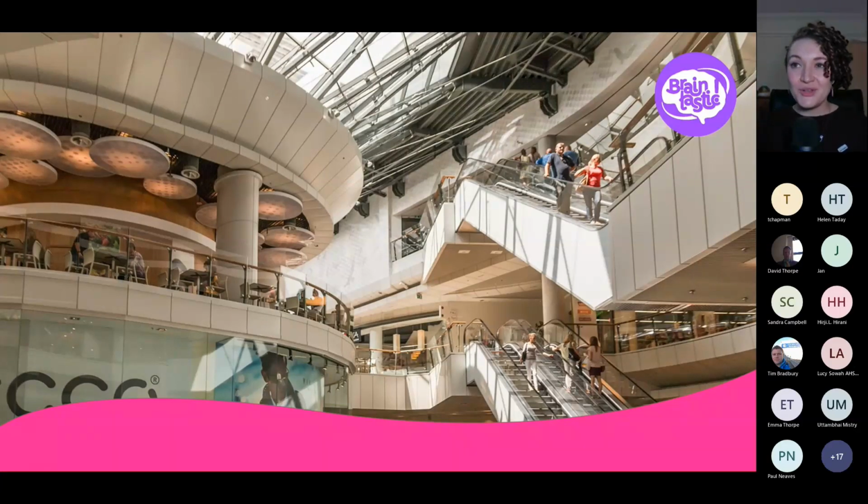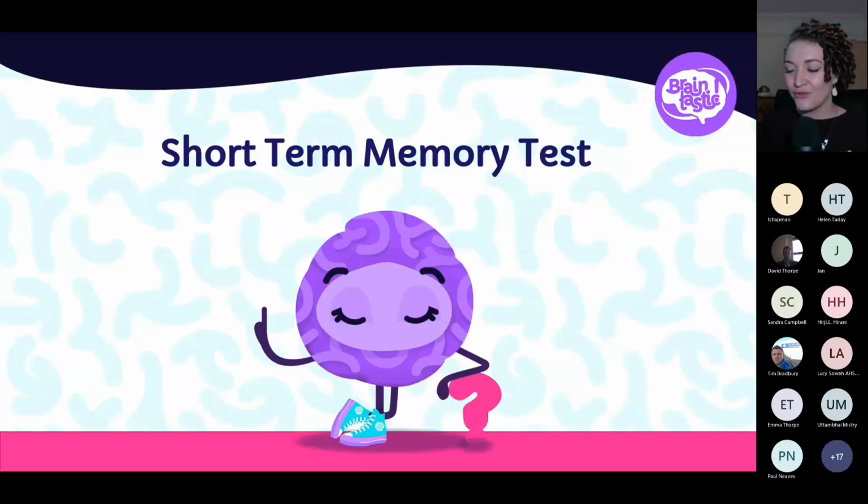But when it comes to learning and memory, actually a lot of what we understand comes from psychology research rather than neuroscience research. So psychologists like to break memory down into different types. And one of the ways of doing this is to talk about short-term memory and long-term memory. So what we're going to do now is a little test of your short-term memories.